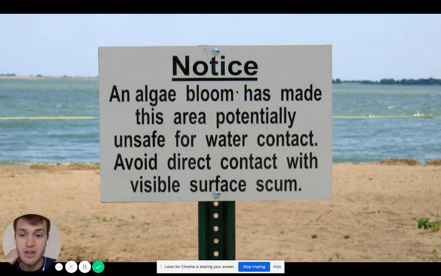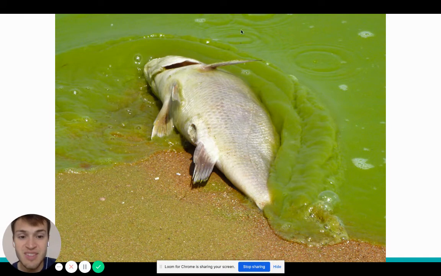And so anywhere there's an algal bloom, that water is not safe for us to come into contact with. So here you see a sign: this area is potentially unsafe for water contact. Avoid contact with visible surface scum. And that surface scum is all this green stuff. To me, it kind of looks like slime from the Nickelodeon TV channel.